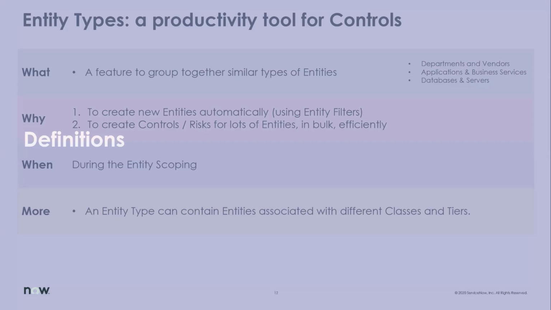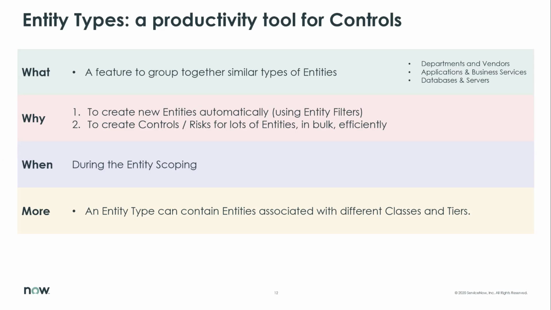And Jagan, you're first in line with entity types. So tell us a bit more about entity types. So we have seen that entity types are the best friends for compliance and risk analysts, right? They help to scale and work fast with developing controls or risks for a given control objective or a risk statement. The feature is designed to group together entities that are similar in nature. For example, I can have one entity type that would be departments, vendors, data centers.